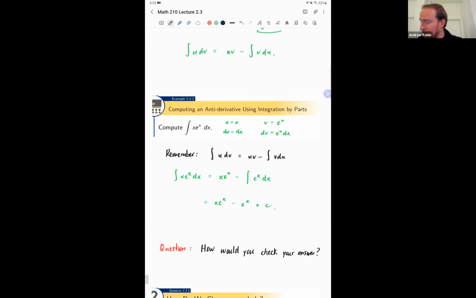So I want you to pause and think about this question. How would you check your answer? How do you know that this is the correct indefinite integral? Or rather, how do you know that this is an antiderivative of the integrand that we started with? We'll do some more examples of this together, but let's keep talking through our observations.